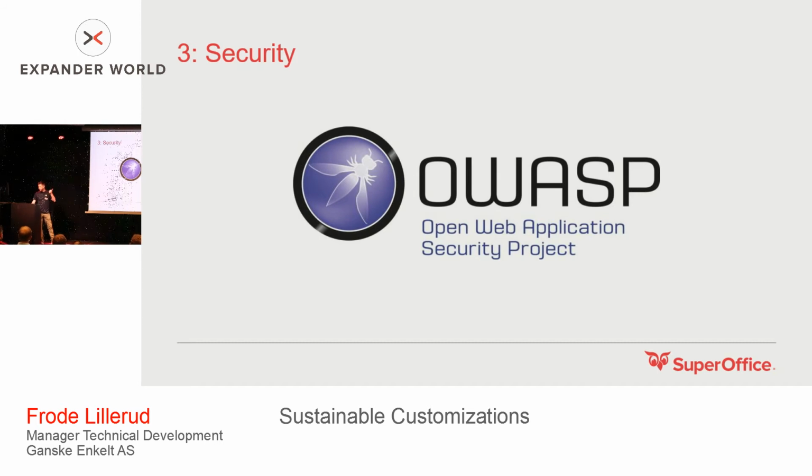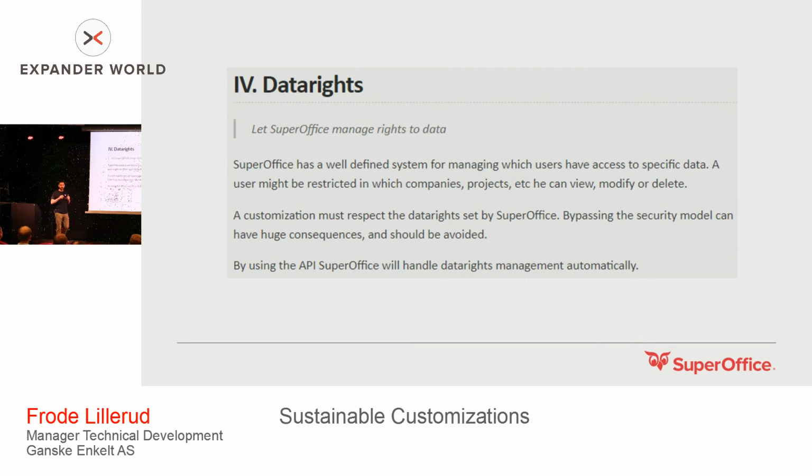Next on the list, number 4, is about data rights. And that's an important one, because SuperOffice has a well-defined system for managing which users have access to specific data. There's a role and rights system in SuperOffice, and you need to make sure that you don't bypass that. You can't be a security risk, showing companies or projects or appointments which that user is not supposed to see.